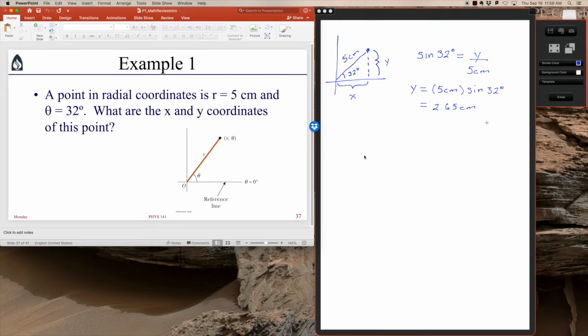You should try plugging that into your calculator to make sure you get that same result. If you don't, it may be that your calculator is in radian mode instead of degree mode. Okay, so we've now found the y component, or the y-coordinate. Let's look at the x-coordinate.